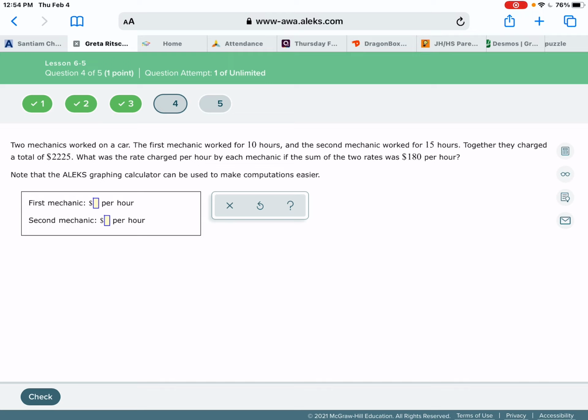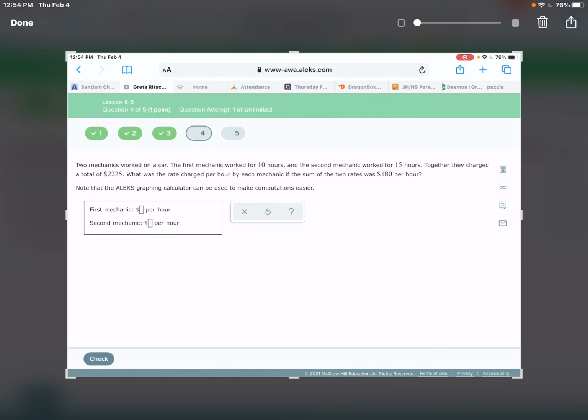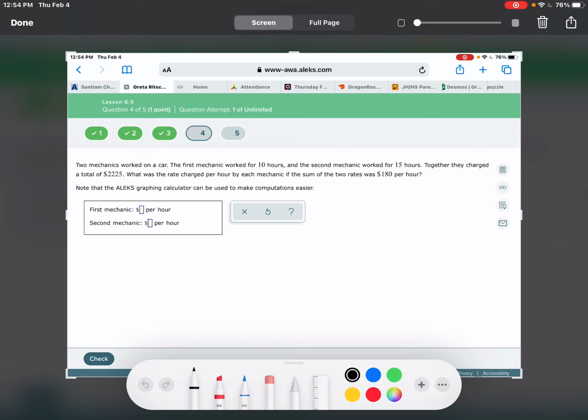Two mechanics worked on a car. The first mechanic worked for 10 hours. The second mechanic worked for 15 hours. Together they charged a total of $2,225. What was the rate charged per hour by each mechanic if the sum of their rates equals 180? So I have two situations here, and if I can pick these out, it's a pattern that works for a lot of word problems.